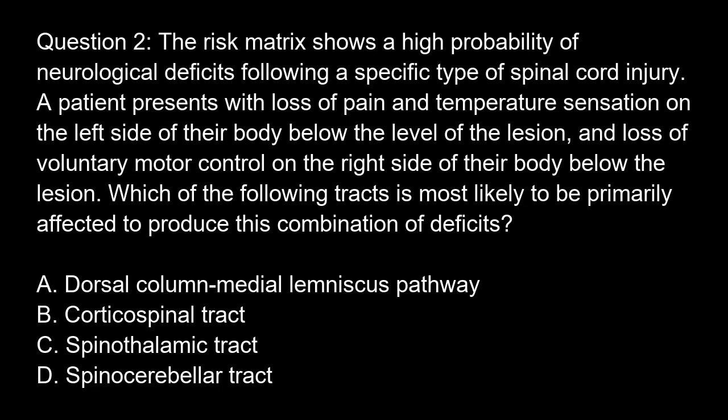Question 2. The risk matrix shows a high probability of neurological deficits following a specific type of spinal cord injury. A patient presents with loss of pain and temperature sensation on the left side of their body below the level of the lesion, and loss of voluntary motor control on the right side of their body below the lesion. Which of the following tracts is most likely to be primarily affected to produce this combination of deficits?